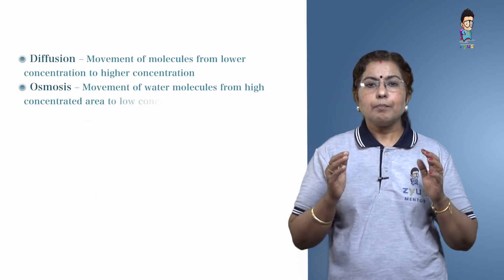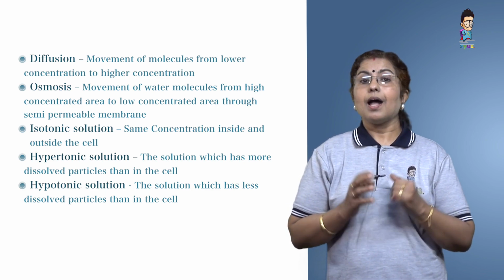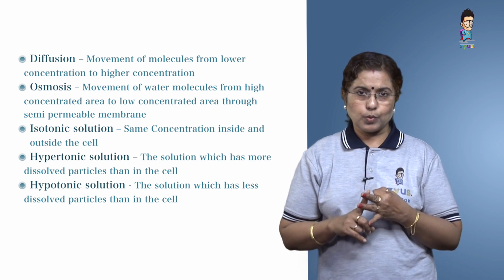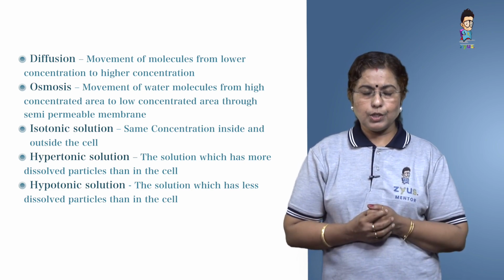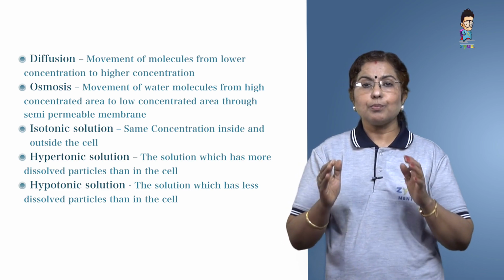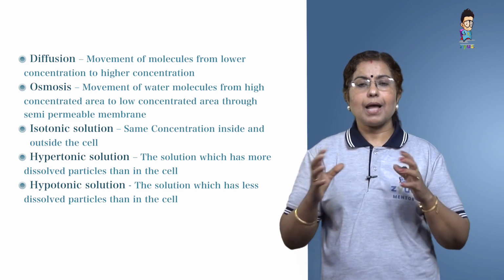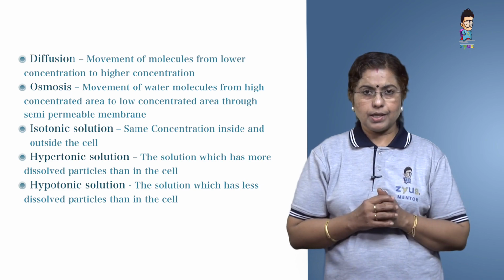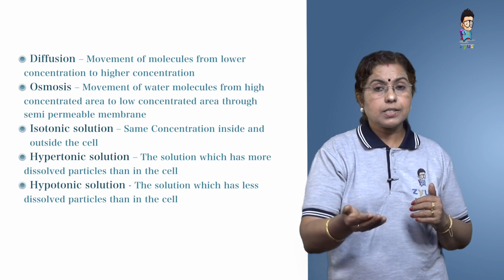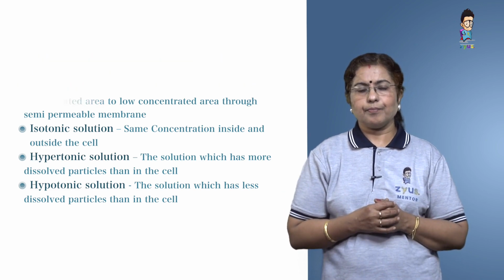Based upon this, three solutions are identified: isotonic solution, hypotonic solution and hypertonic solution. You have an activity in your textbook. You will be given a plant cell and you have to put the plant cell in three different solutions. When you put the plant cell in isotonic solution, what will happen? In an isotonic solution, the external and internal medium is the same. So nothing will happen to the plant cell.